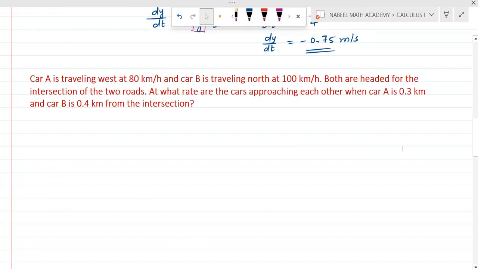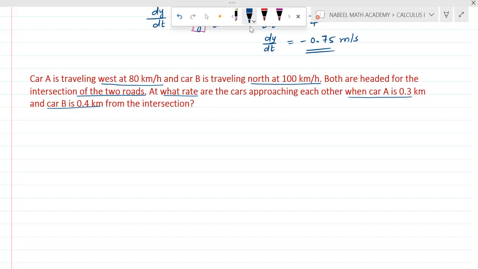So the next problem is: car A is traveling west at 80 kilometers per hour, and car B is traveling north at 100 kilometers per hour. So they will intersect at one point. Two roads intersect. And what is the rate? Here it is asking for the rate, the distance between car A and car B from the intersection.